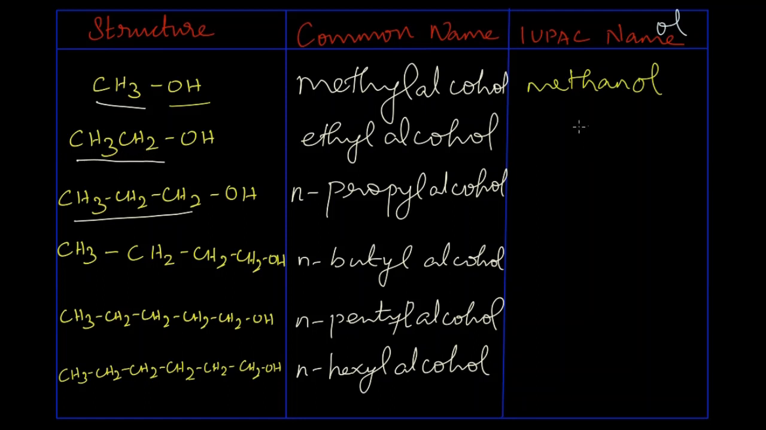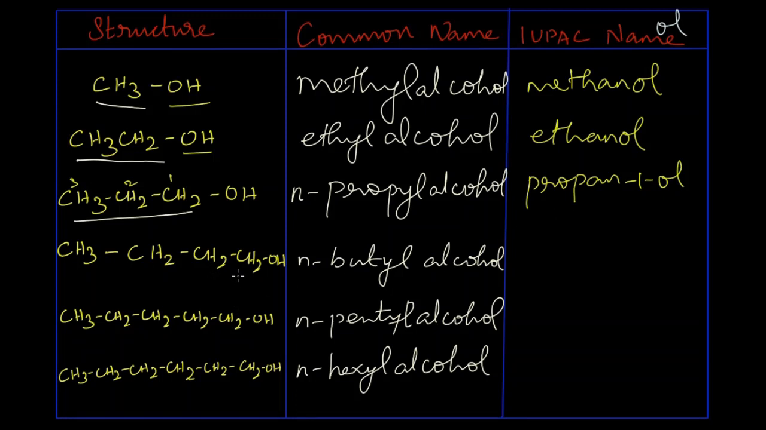Here 2 carbons are present. So ethane. Instead of writing this E, you need to write OL. Why? Because OH is present there. Okay, now 3 carbons are present. So propan. In which carbon is the functional group OH present? On the first carbon. 1, 2, 3. On the first carbon it is present. So propan-1-ol. Or else you can call it 1-propanol also.